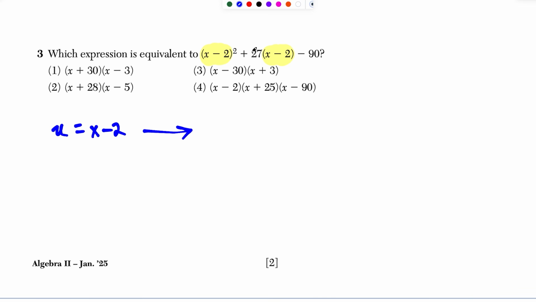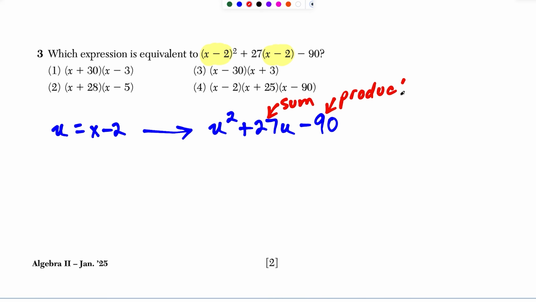So if we plug this into the original expression, we're going to have u squared, and then plus 27u, and then minus 90. Okay, so we're just replacing the x minus 2's with the letter u here. And now this will factor much easier. We're going to look for two numbers that have a sum of 27, and the two numbers also have to have a product of negative 90. So if you think about it, it's going to be positive 30 and negative 3. And we can see here 30 plus negative 3 is 27, and the product of 30 and negative 3 is negative 90.